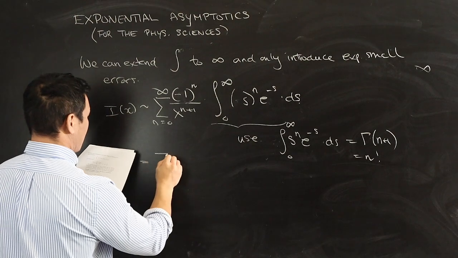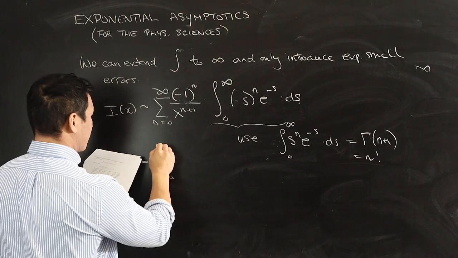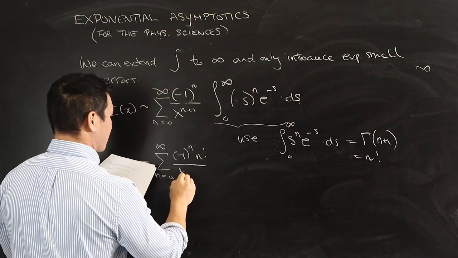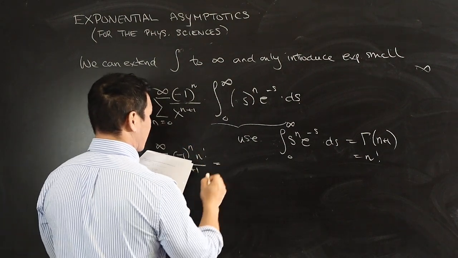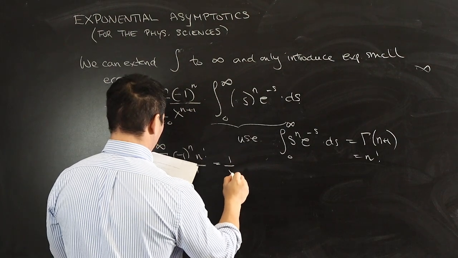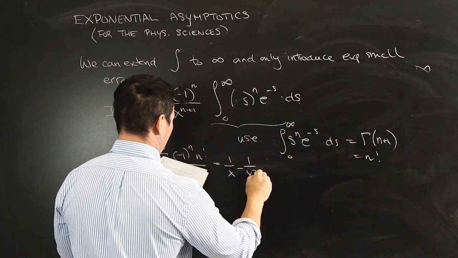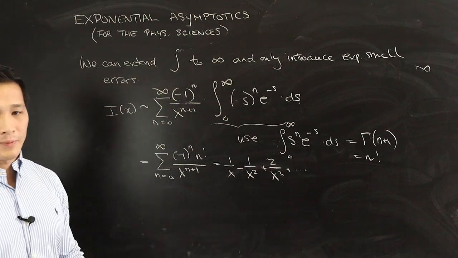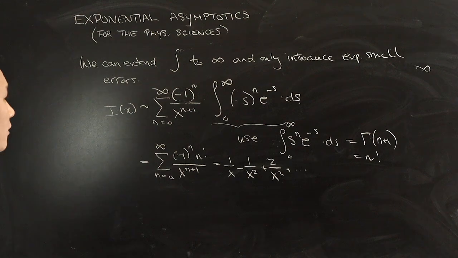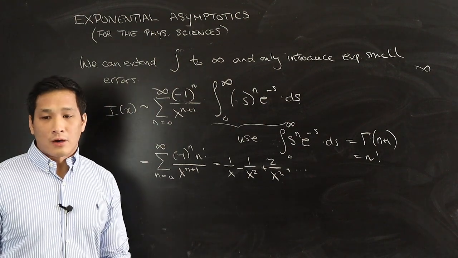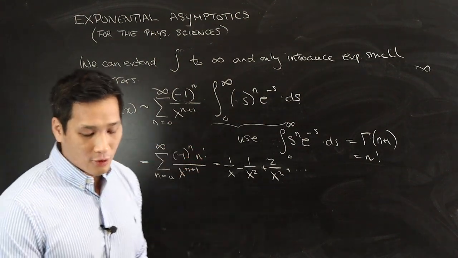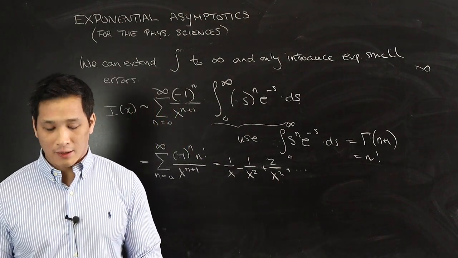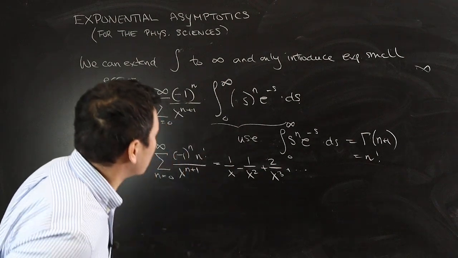So this is the sum from n equals 0 to infinity of minus 1 to the n, n factorial over x to the n plus 1. And if you want to write that out term by term, it's 1 over x minus 1 over x squared plus 2 times 2 over x cubed plus so forth. Okay, so basically that was a lot to cover quite quickly, but let me go back and just explain to you the basic idea. In fact, let me just do it on the board, the basic idea.